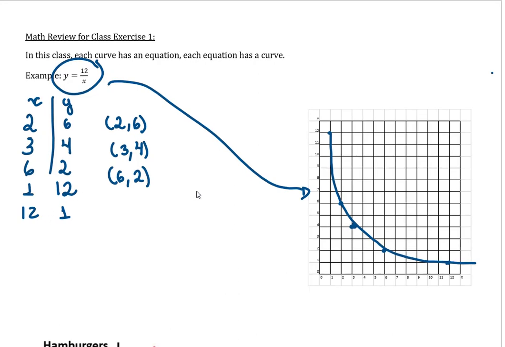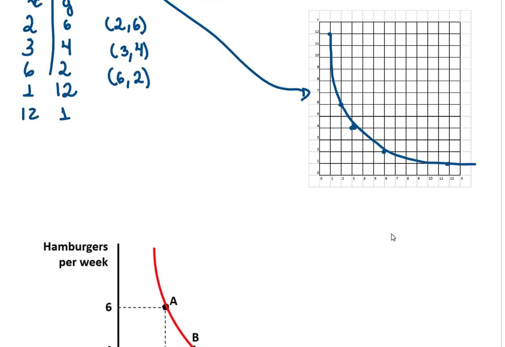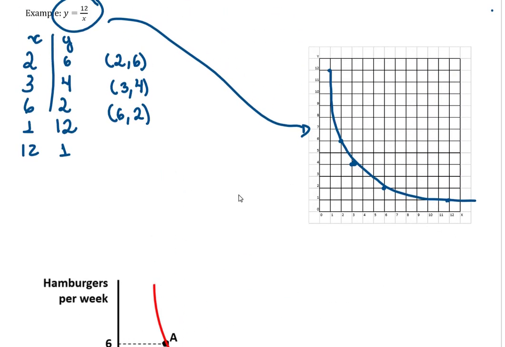Now, what we're going to see in the book are curves, like this one, the indifference curve. Instead of y, we have a quantity of a good. In our example, hamburgers. Instead of x, we are also going to have the quantity of a good. Again, in the book's example, soft drinks. And then we have a curve. This curve is actually identical to this curve.